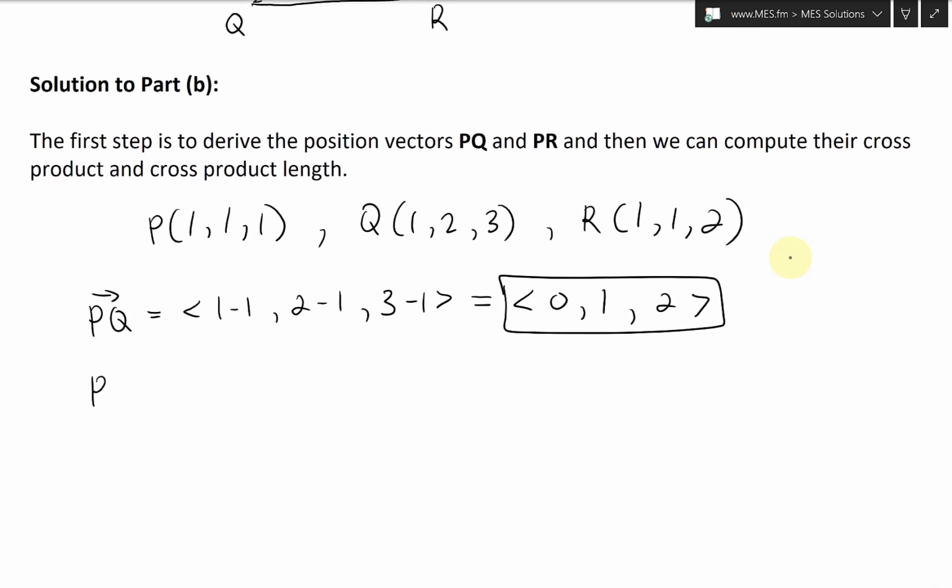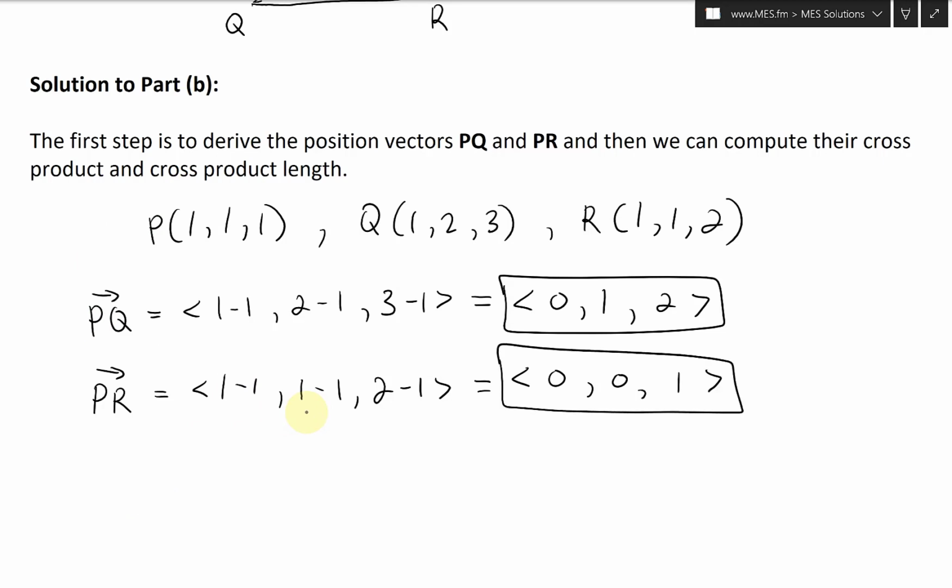The next one is PR. PR is equal to 1 minus 1, then 1 minus 1, and then 2 minus 1. Now this equals 1 minus 1 is 0, 1 minus 1 is 0, and then 2 minus 1 is 1. Alright.